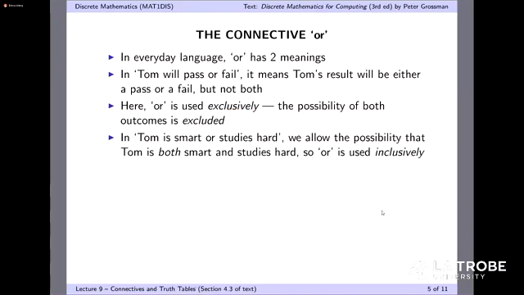Tom is smart or studies hard. Both are possible. Okay? Tom is smart or studies hard. Both outcomes are possible. Right? This kind of "or" connective is called inclusive, that has both the possibilities. But we will not be using the inclusive option. We will just use the exclusive one, that is, one of the outcomes true.